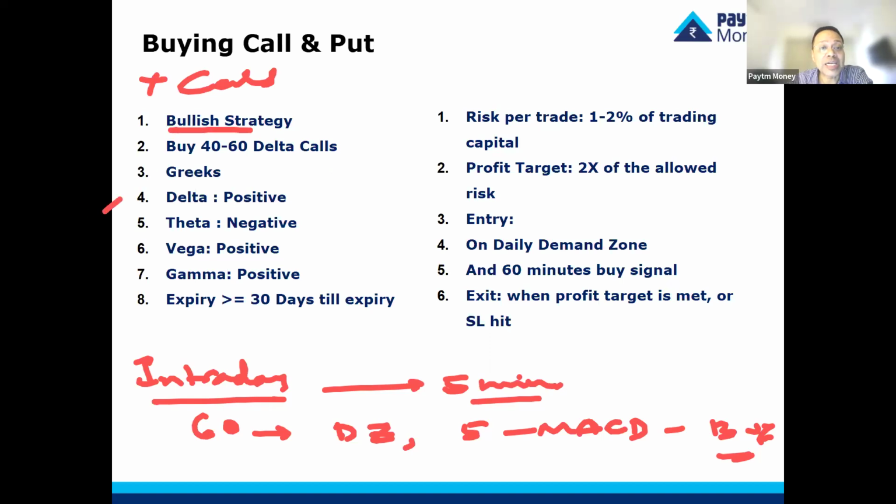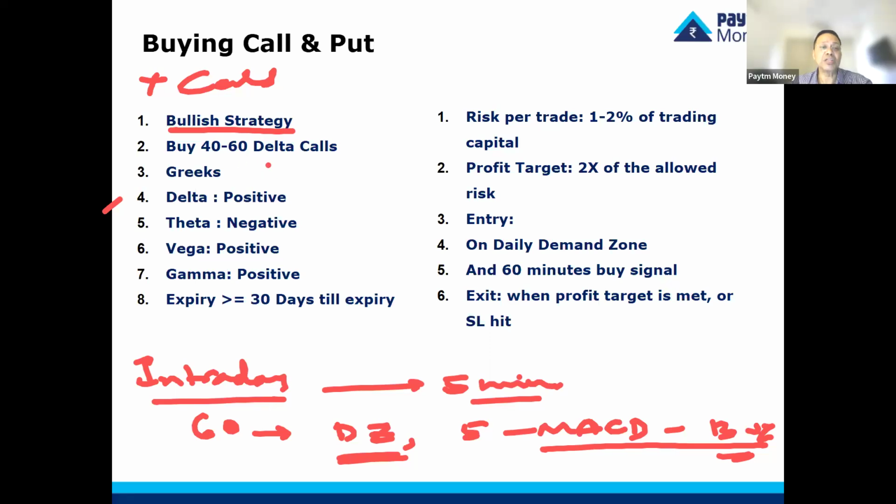You can create a bullish strategy. When the price is in the demand zone in a 60-minute chart and in a 5-minute chart you have got a buy signal, from a very, very short-term momentum trading perspective, you can go and buy it. You can create a bullish call.